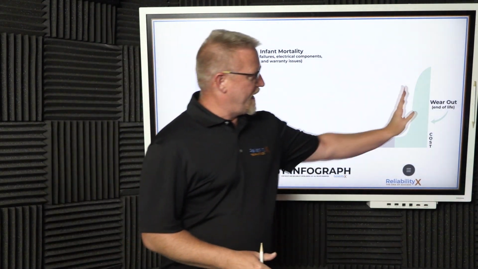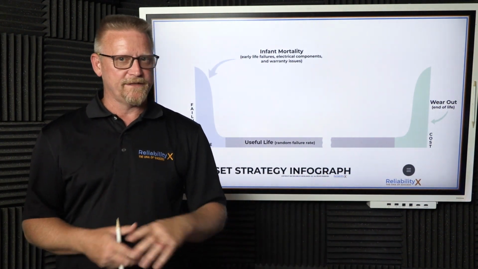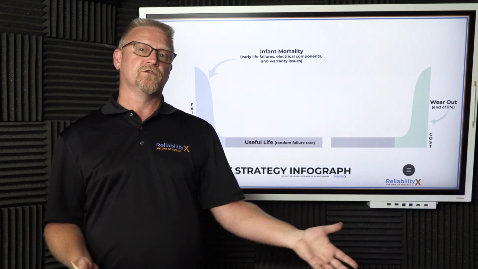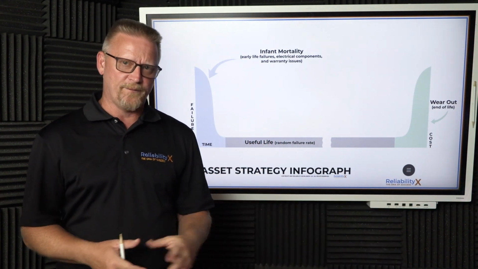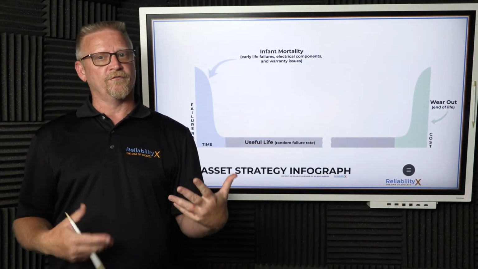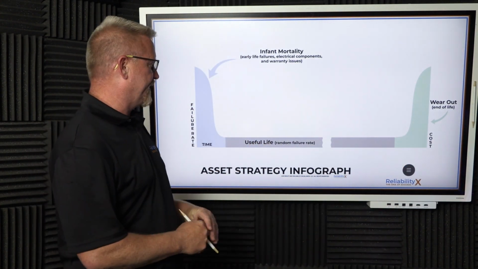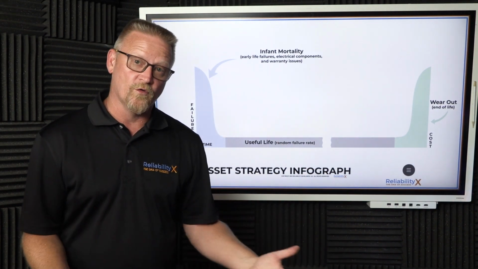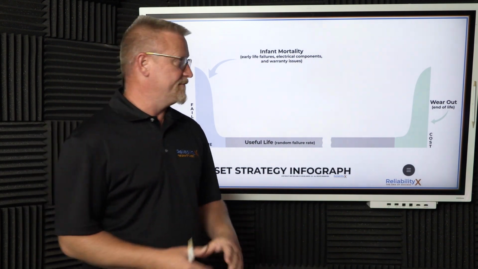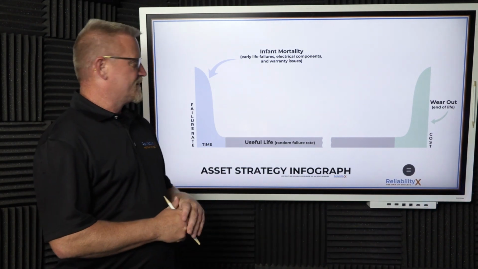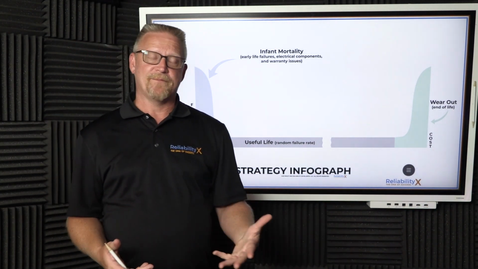We then, all the way out on the far end, have wear out. This is where assets have lived at least through their useful life and begin to phase out based on age. Everything in between this is our random event time period. A vast majority of our assets fail at some point during this random event period, meaning they don't live their entire useful life and they didn't have a warranty issue. So let's take a look at how things happen.